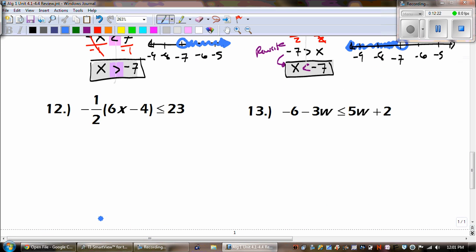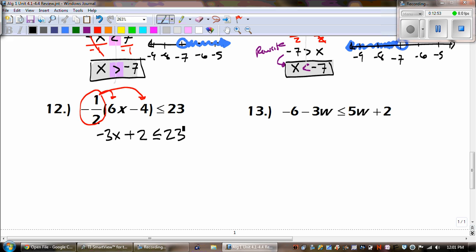All right, number 12. Now, number 12, there's our variable right there, but it's outside the parentheses. So that means we're going to have to distribute. -1/2 times 6 gives us -3x, and 1/2 times 4 is going to be 2, but a negative times a negative makes that a positive.